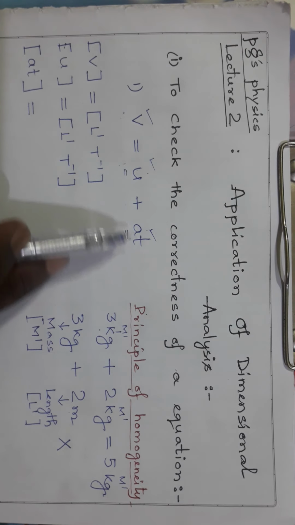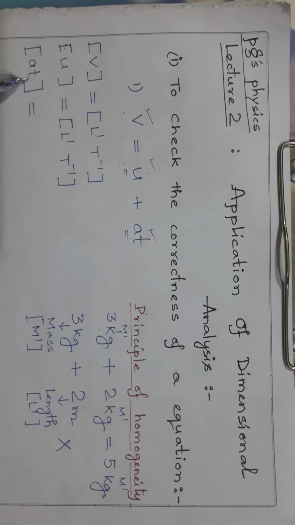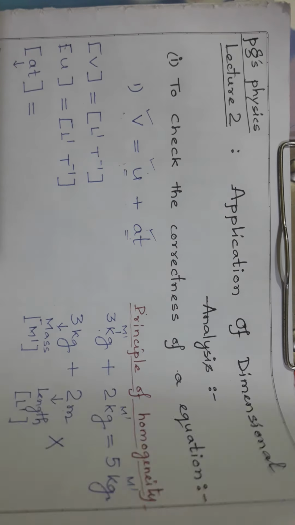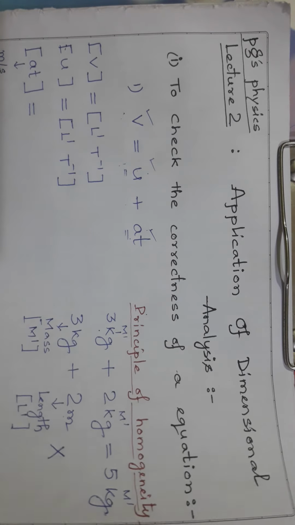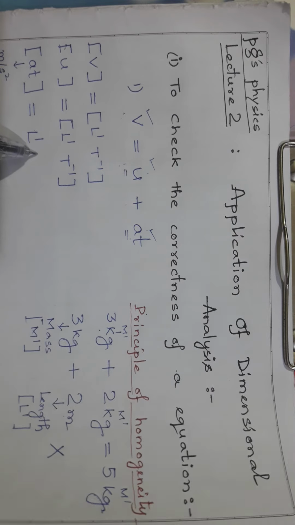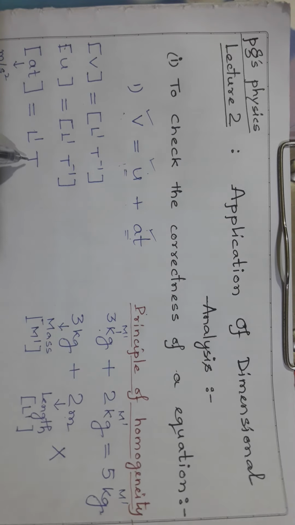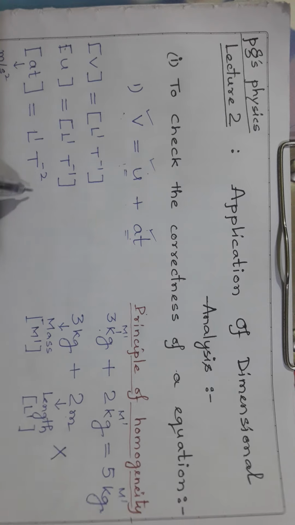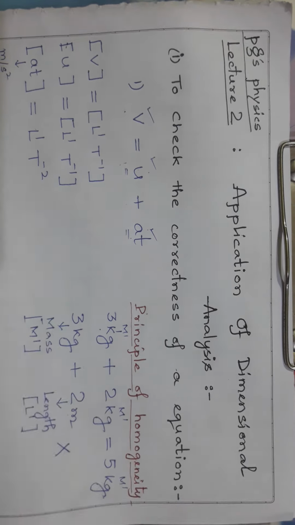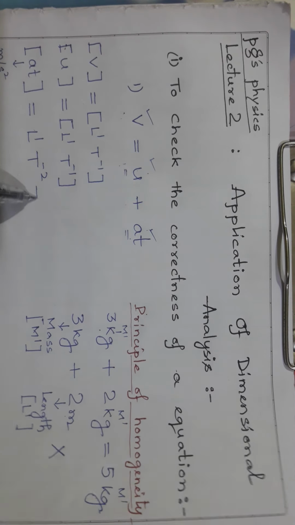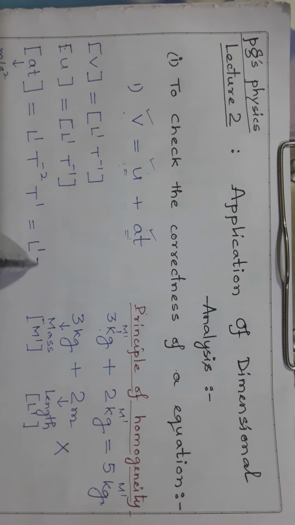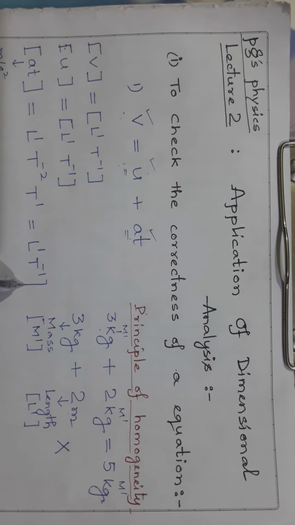The third term is at, where a is the acceleration and t is time. Now what is acceleration? The unit of acceleration is meter per second square. We have calculated the dimension, you know it. It is L1 for meter length, and for second, time, T minus 2. And for time t, again T1. Now you simplify, we'll get L1 T minus 1.